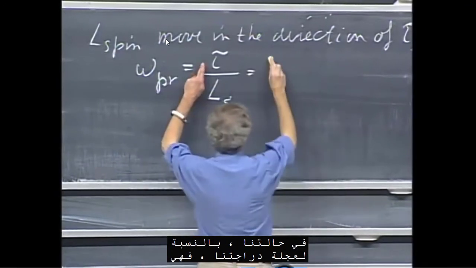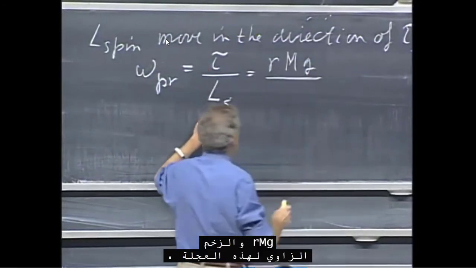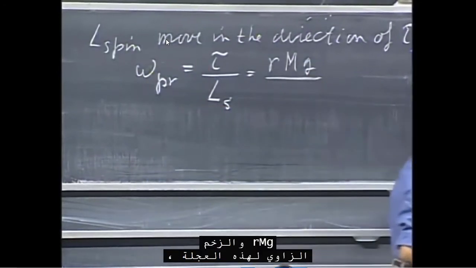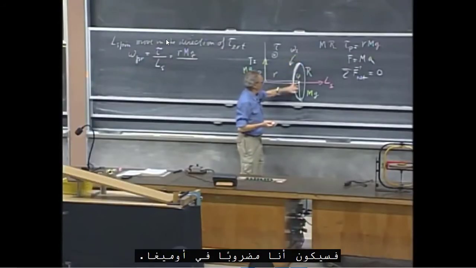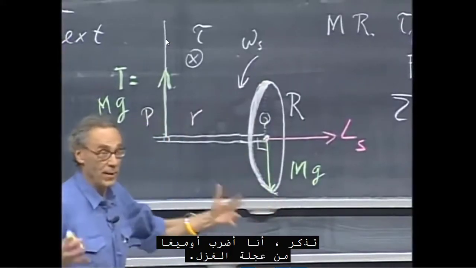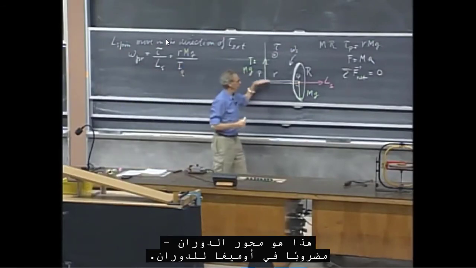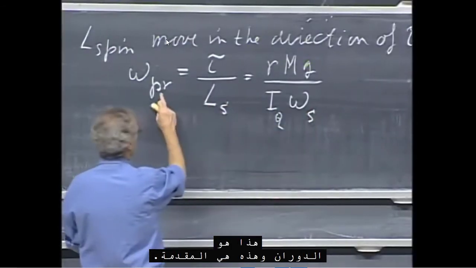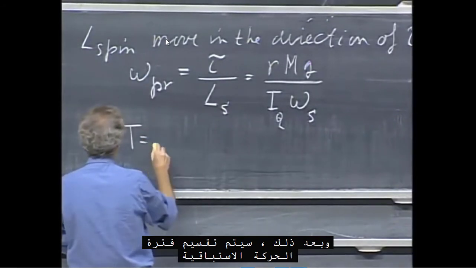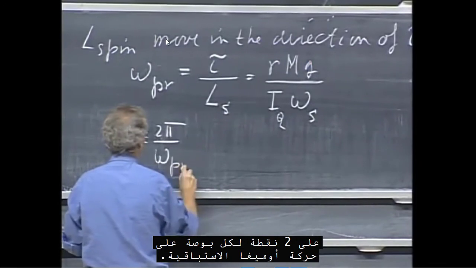In our case, for our bicycle wheel, it is rmg, and the spin angular momentum of this wheel, if it is rotating with angular velocity omega of s, would be I times omega. Remember, L is I times omega of a spinning wheel. So I have here I rotating about point Q. This is the axis of rotation, times omega of the spin. This is the spin, and this is the precession. And then the period of precession would be 2 pi divided by omega precession.